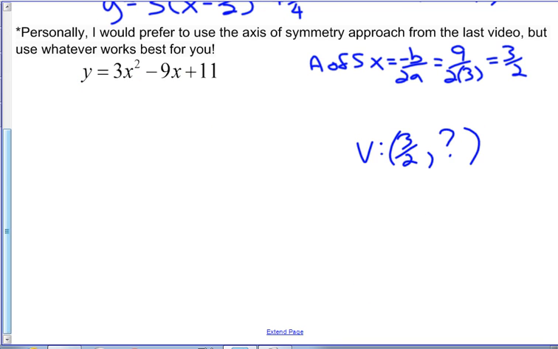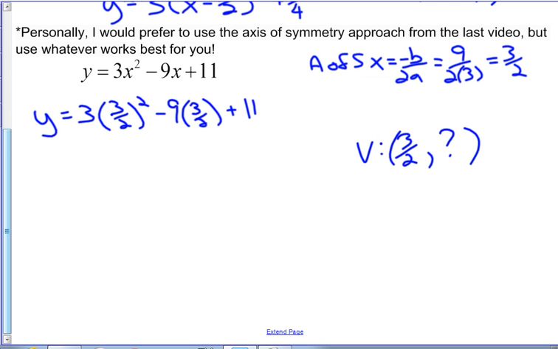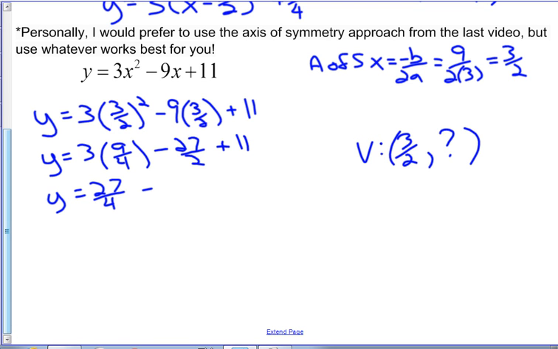If I want to find the y-coordinate of my vertex, I simply sub in 3 over 2 into the function. That gives us 3 by 9/4 minus 27 over 2 plus 11. Yes, we'll have to deal with a common denominator, but that's okay. And it still gives us the same value of 17 over 4. So in this form, really, we're finding the vertex so that we can put it in vertex form. The other way around, we put it in vertex form so we can find the vertex.